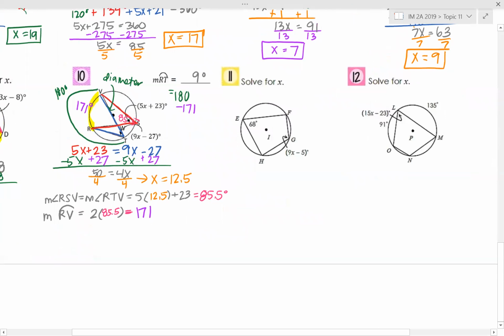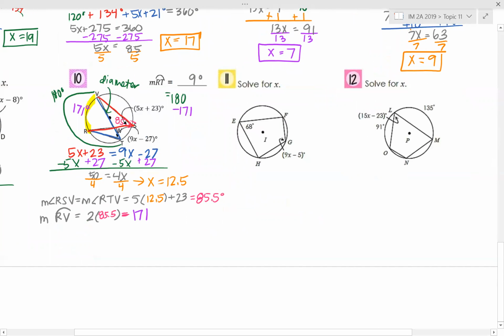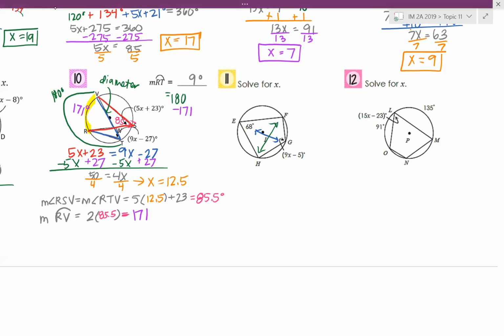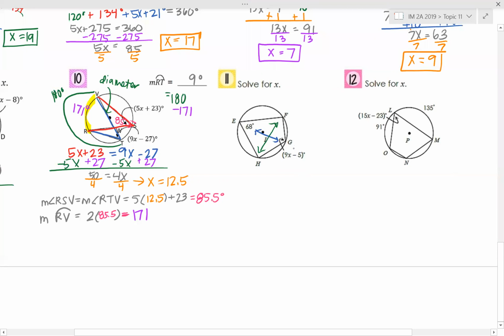Okay, so for our last two, we're looking at a quadrilateral inscribed in a circle. And so that allows us to tell that opposite angles are supplementary. So I know that these two angles are supplementary and that these two angles are supplementary. Since I have a mark for both of the ones that I pointed to in blue, I know that angle E is 68 degrees and I know that angle G is 9x minus 5. I can use that to solve.